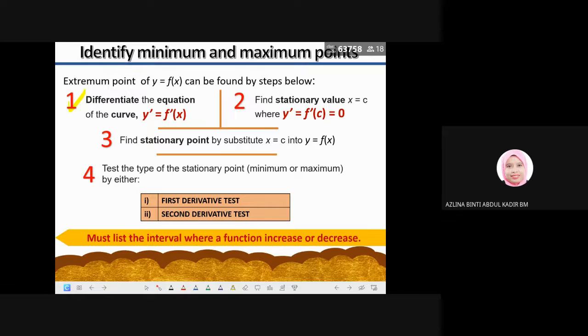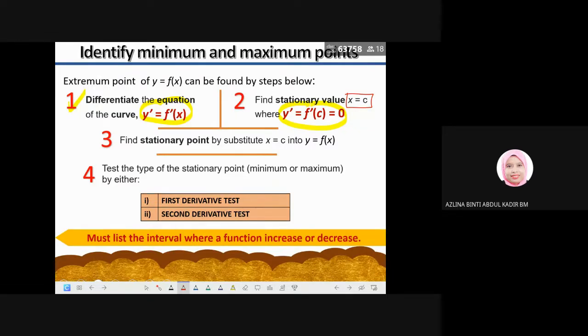The extremum point of a function y can be found by the steps below. The first step is you differentiate the equation y, so we get y prime, or dy/dx, or f prime x. Then next you equate dy/dx, or y prime, equal to 0. So we get the value of c. That value of c is x. So x equals c, we call it the stationary value.